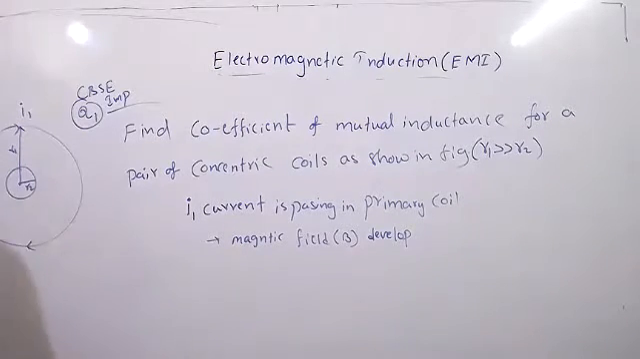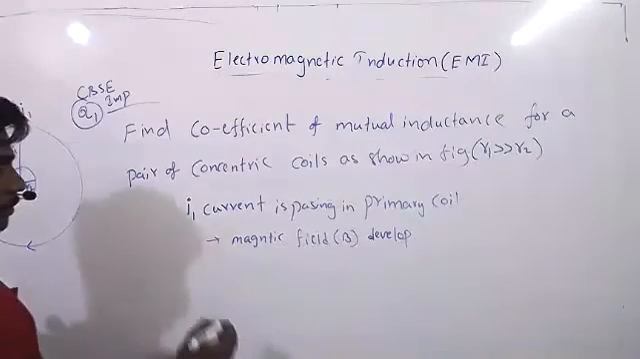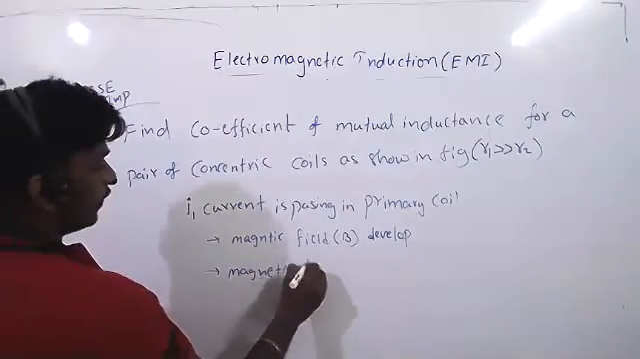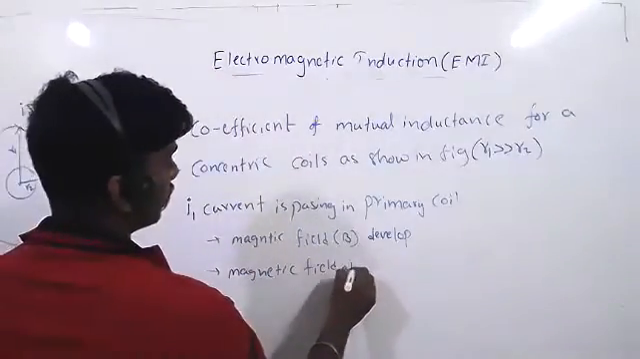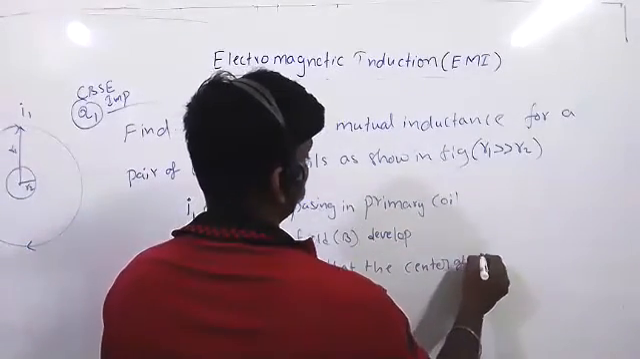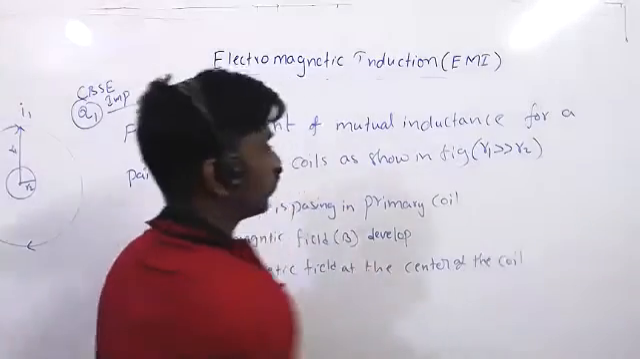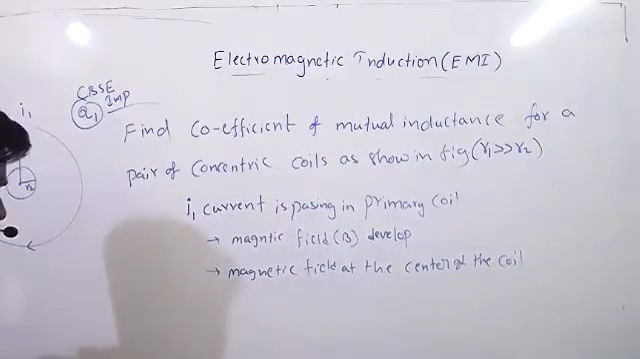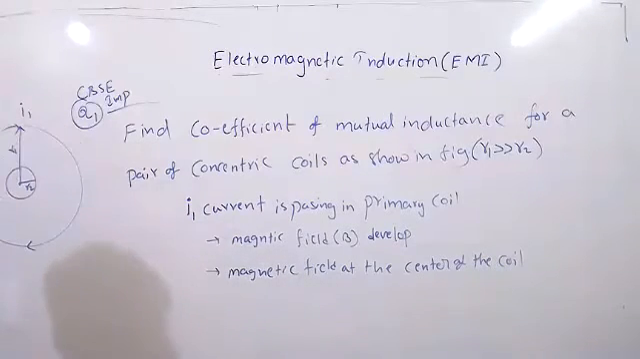How much? What is the magnetic field at the center of the coil? Anybody? We have calculated this by using Biot-Savart's law and Ampere's circuit law. Anybody can say what is the magnetic field at the center of the coil?